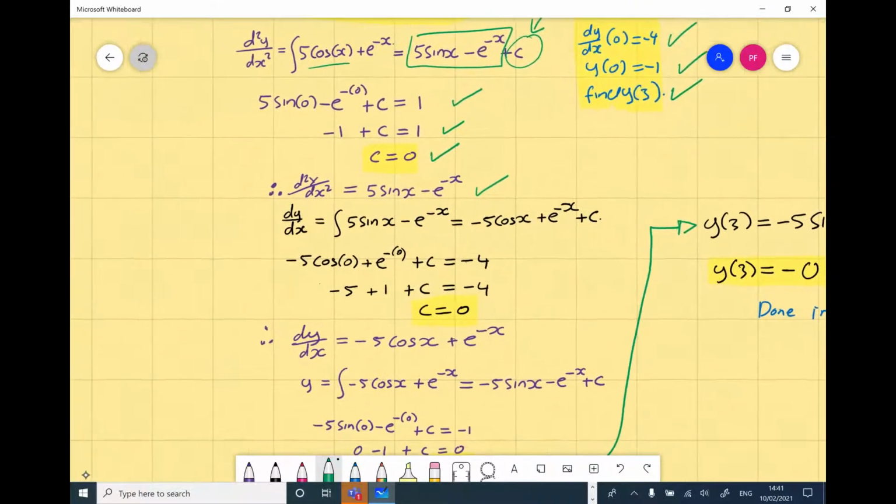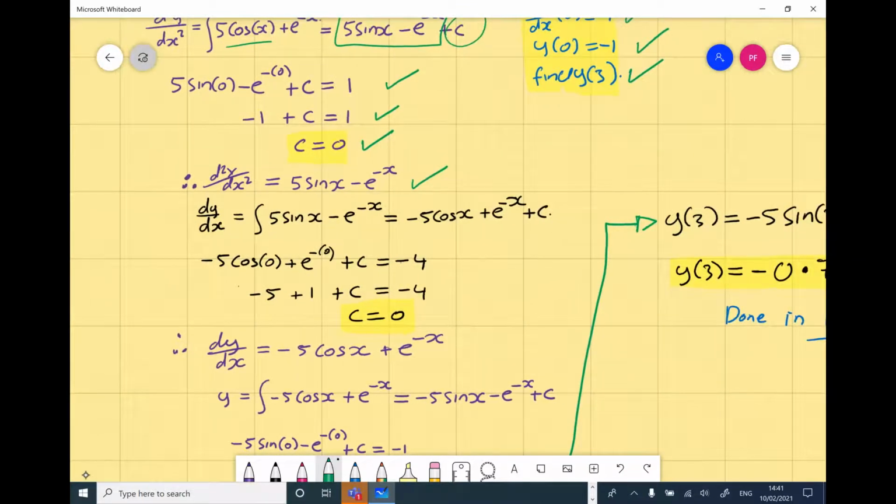Now, that's the second derivative, so to find the first derivative, integrate again. Simple integral. This time sine goes to minus cos, so it's minus 5 cos x. And remember, the integral of e to the power of minus x is minus 1 over a times e to the power of minus ax, so your minuses cancel, giving me a plus e to the power of minus x plus c.